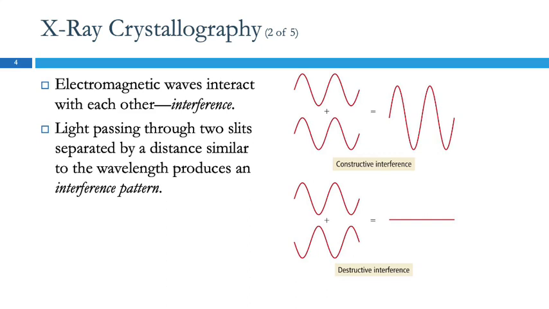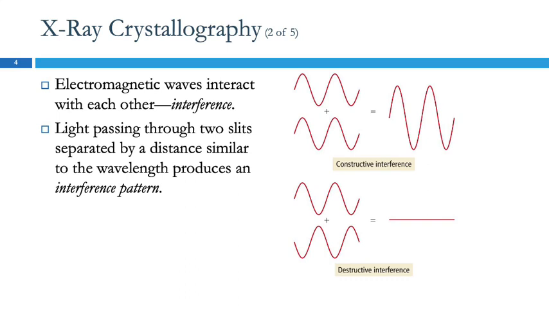This is a quick review from Chapter 8. Electromagnetic waves can interact with each other. They can interfere with each other. This is true of visible light, but it's also true of all the other different forms of electromagnetic radiation. So if the two waves are in phase, they will reinforce each other and cause constructive interference. If they are out of phase, they will have destructive interference and basically cancel each other out.